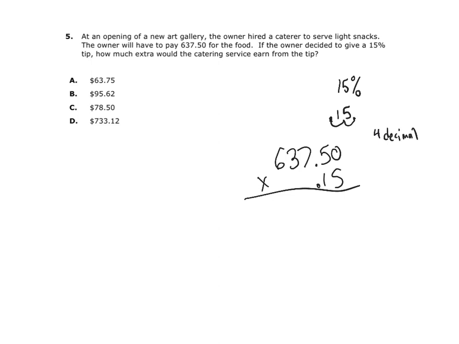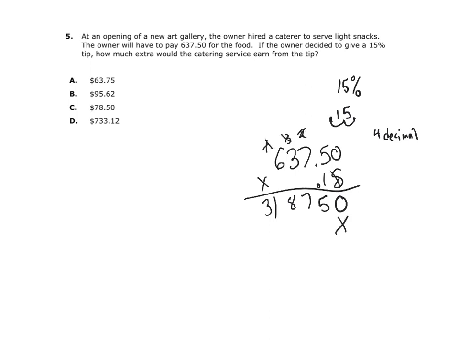So we're going to start just like normal. 5 times 0 is 0. 5 times 5 is 25. Carry the 2. 5 times 7 is 35. Plus 2 is 37. Carry the 3. 5 times 3 is 15. Plus 3 is 18. Carry the 1. 5 times 6 is 30. Plus 1 is 31. We're going to cross out everything we're done with.